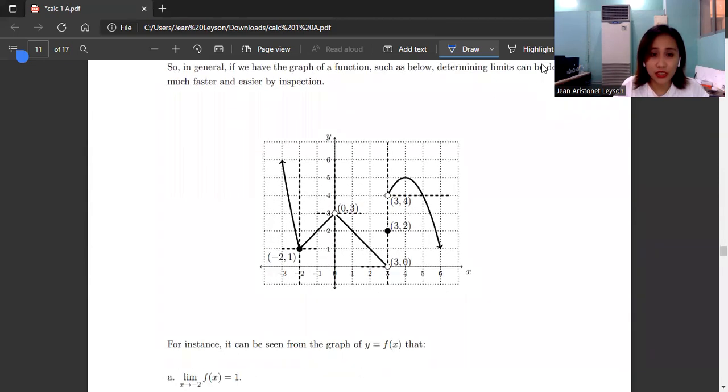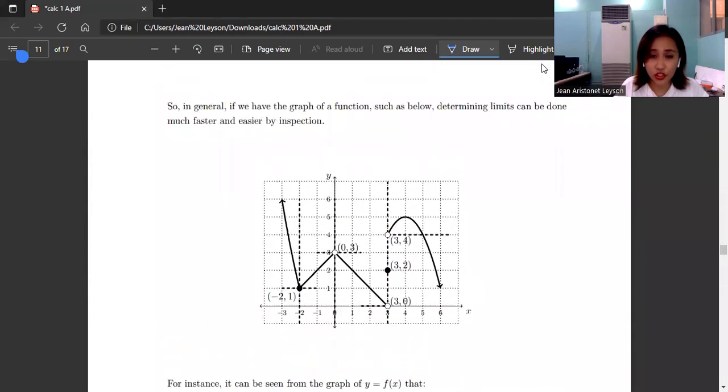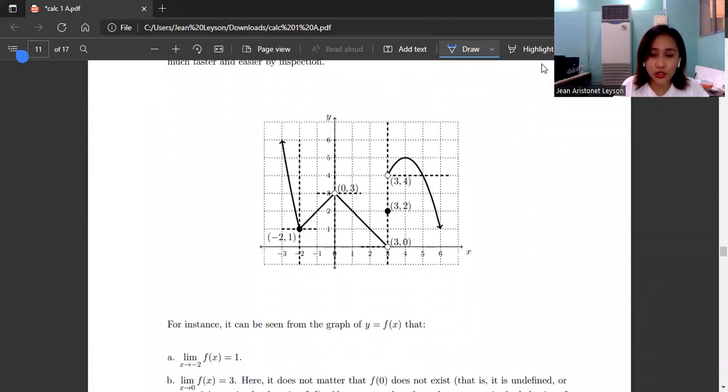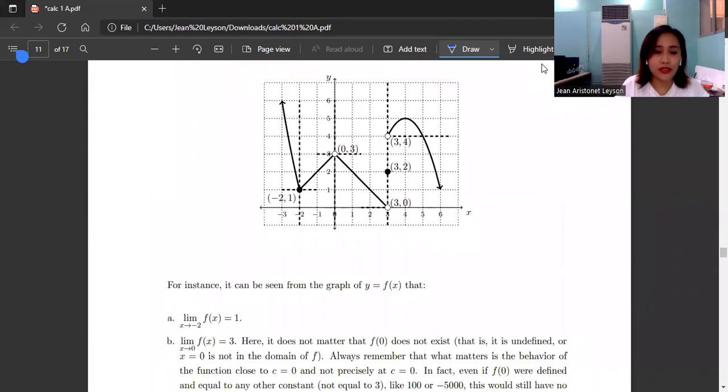So in general, if we have a graph of a function, such as below, it's actually easier to determine the limit. Let's have letter A: the limit of the function as x approaches -2. We have -2 right here. The limit is 1. Next, the limit of f of x as x approaches 0 here: as x approaches 0, the limit is 3.